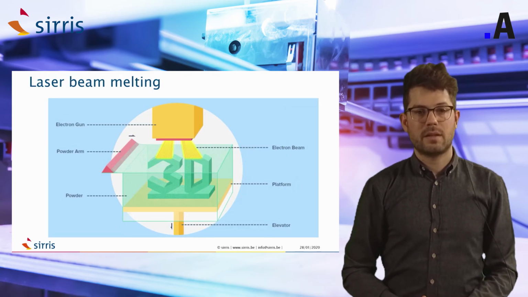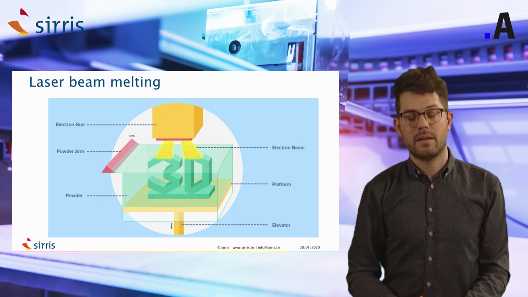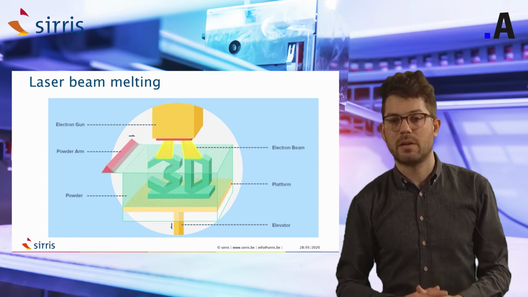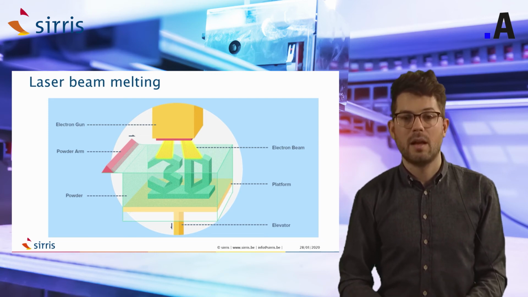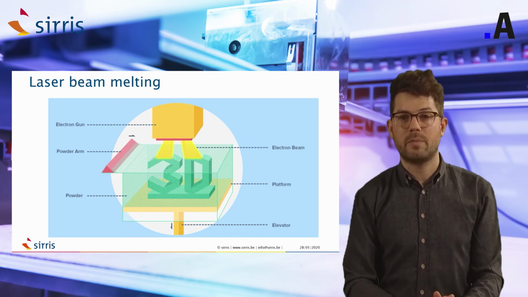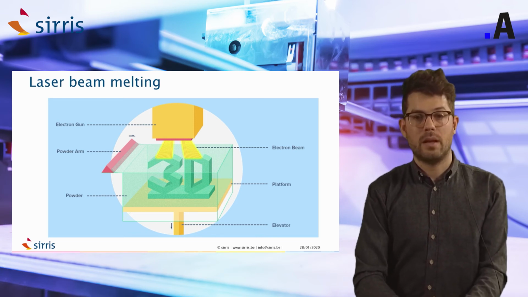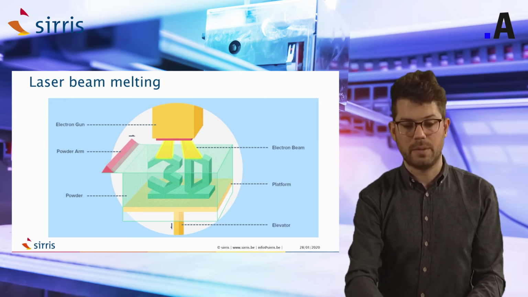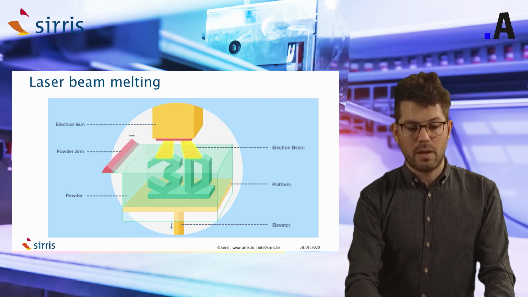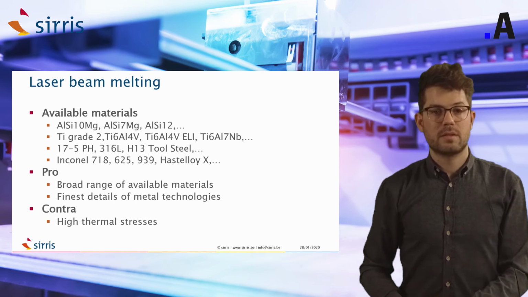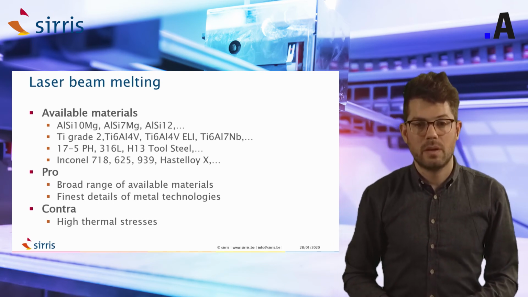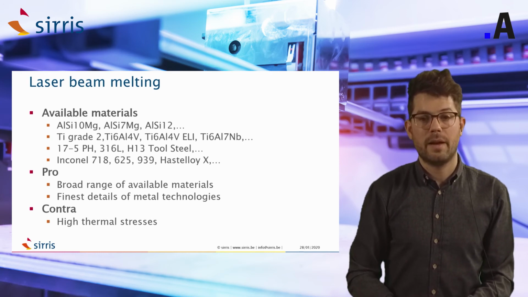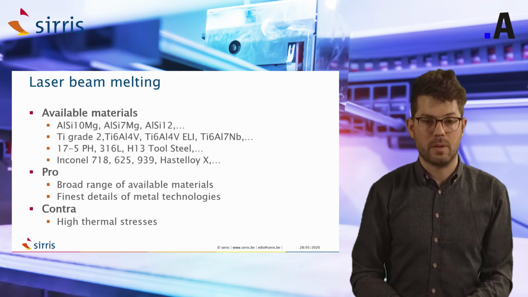Then we come to the next technology, which is laser beam melting. Again, a metal technology. With this technology, which is quite similar to selective laser sintering, we will again spread a layer of powder in metal, and we will melt the powder particles together to make the part. If we look at the available materials, we have all kind of aluminium alloys. We have some titanium alloys, some steel alloys, and some nickel-based alloys available.